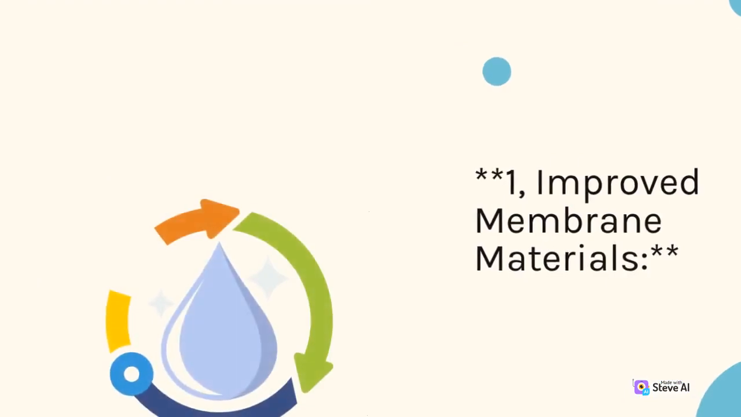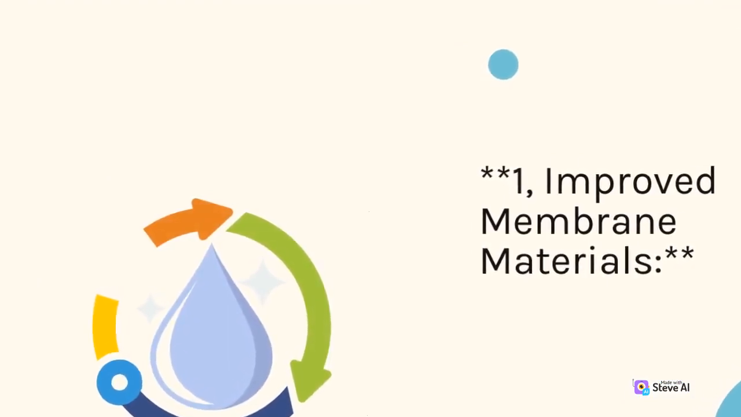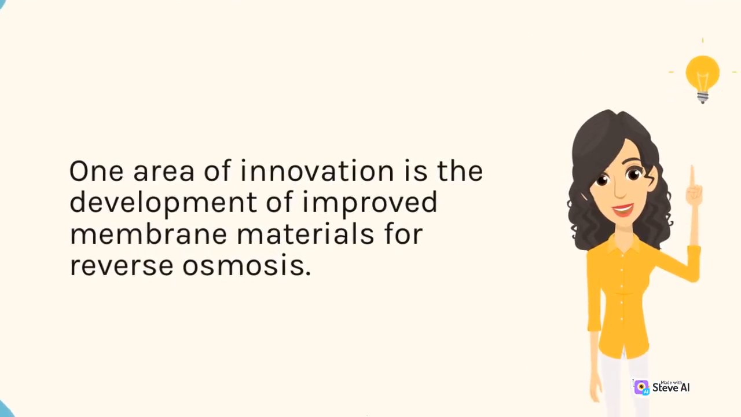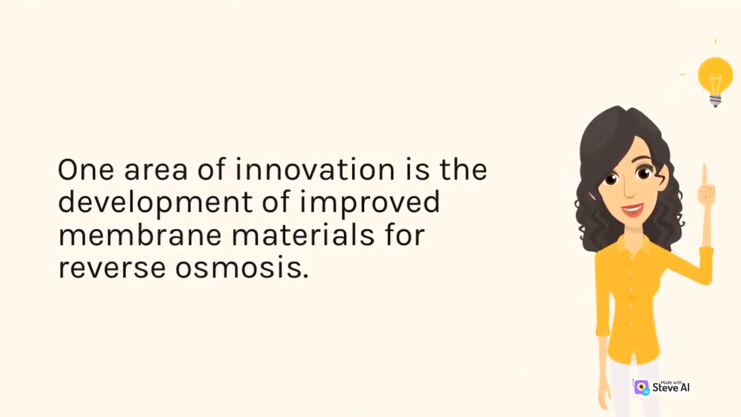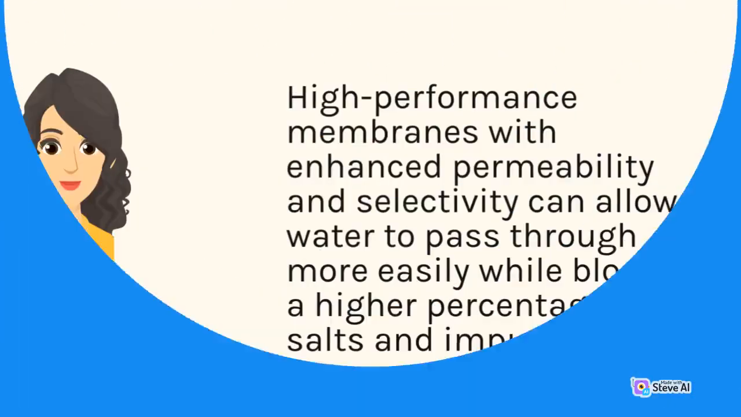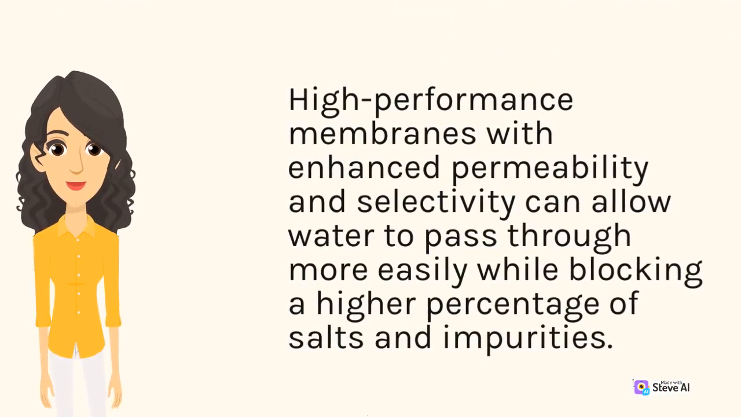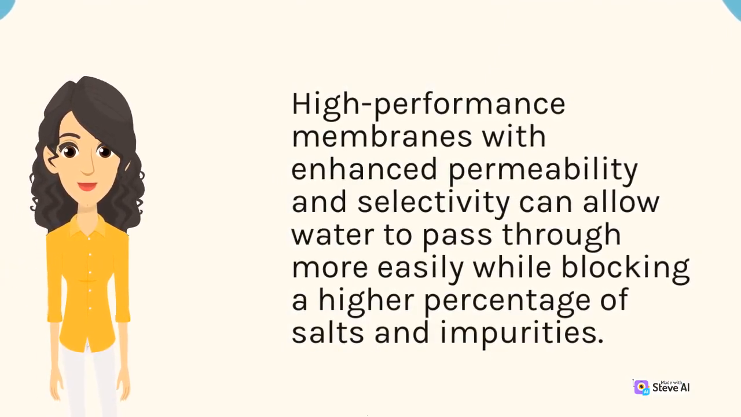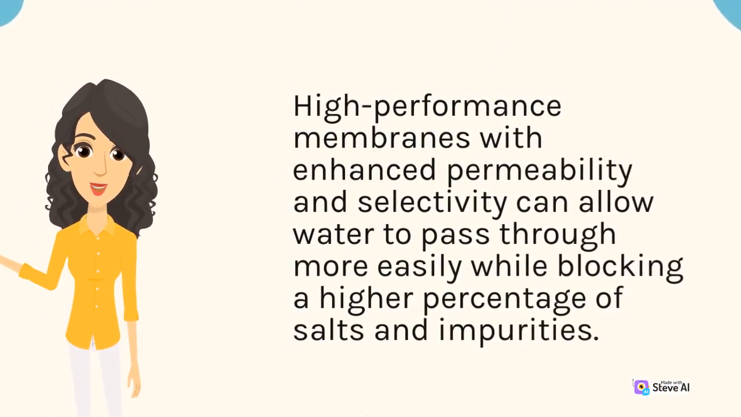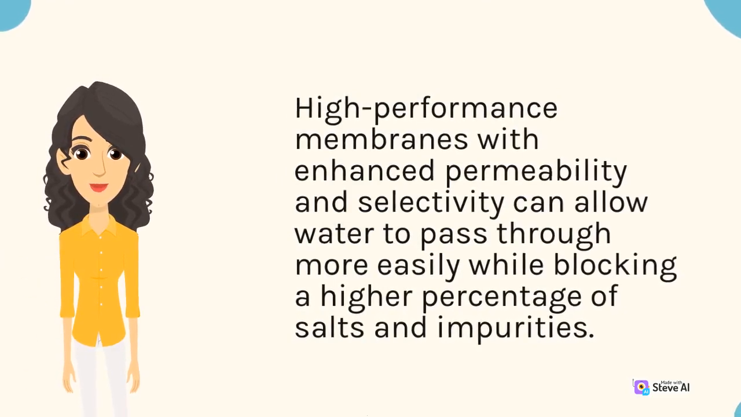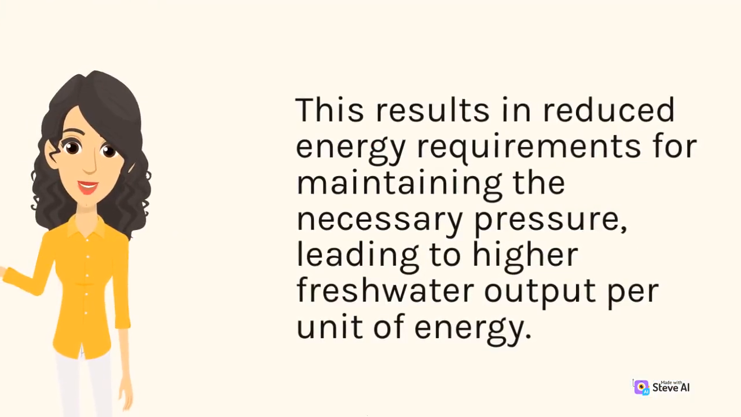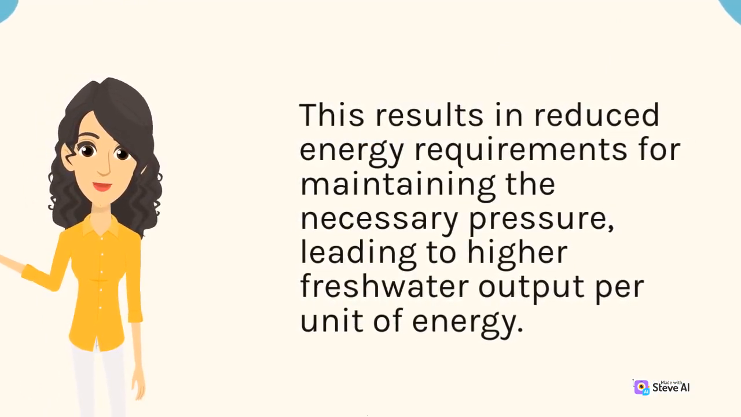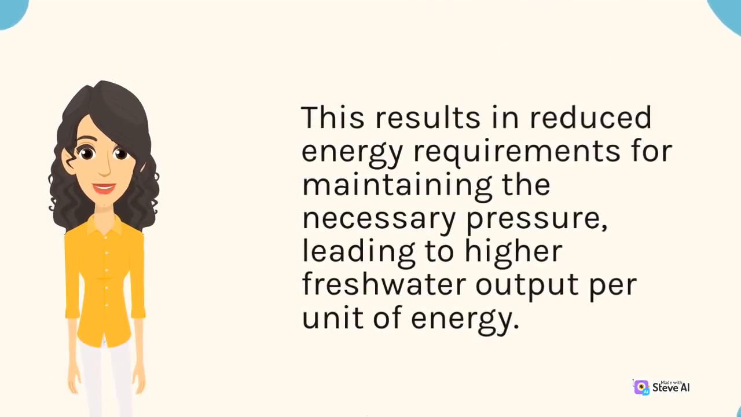1. Improved membrane materials. One area of innovation is the development of improved membrane materials for reverse osmosis. High-performance membranes with enhanced permeability and selectivity can allow water to pass through more easily while blocking a higher percentage of salts and impurities. This results in reduced energy requirements for maintaining the necessary pressure, leading to higher freshwater output per unit of energy.